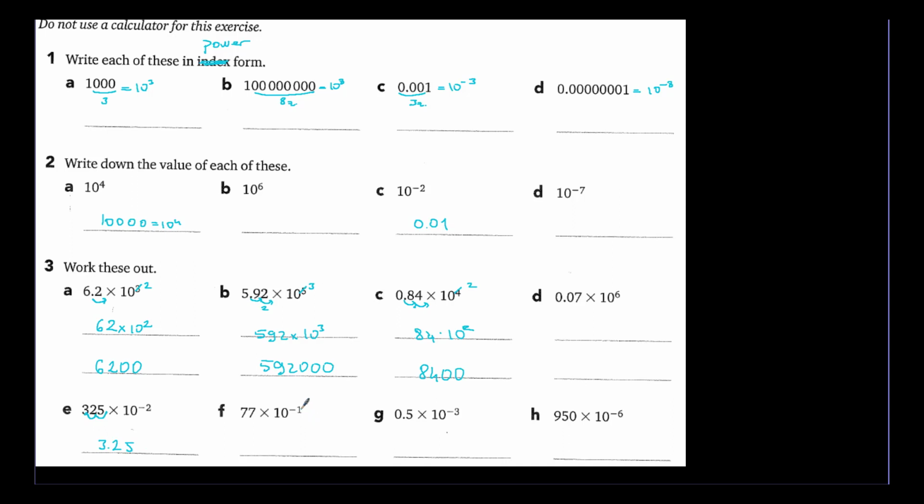And for this one, 10 to the power of minus 1, so 1 unit I'm going to move, which is equal to 7.7. For this one, 3 places I'm going to move, 1, 2, 3 units I'm going to move, which means 0.0.